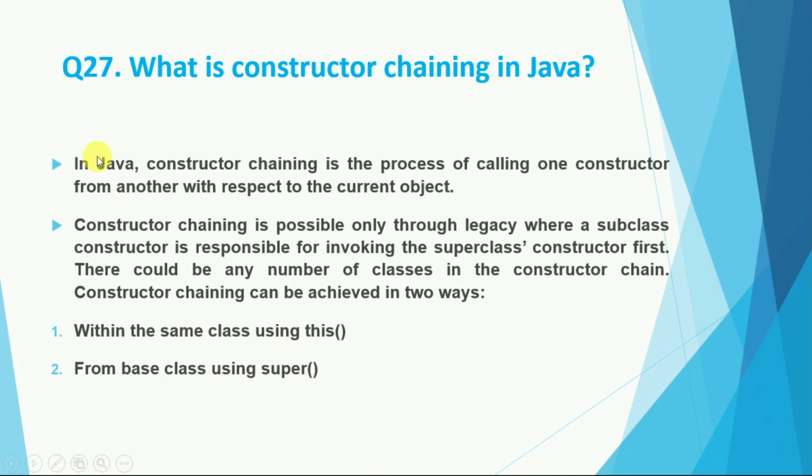If we have a particular constructor chain, constructor by constructor, that process of calling one constructor from another with respect to the current object, and that particular chain where a subclass constructor is responsible for calling and invoking the superclass constructor first. So there could be any number of classes in the constructor chain. Constructor chaining can be achieved in two ways: within the same class using the this keyword and this method, and from the base class using super.